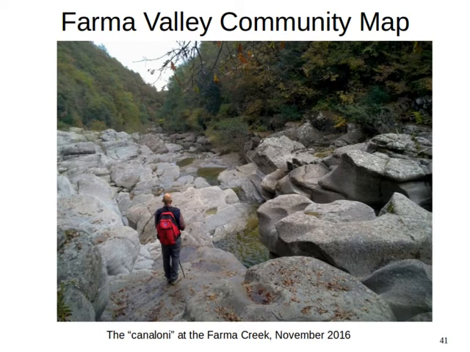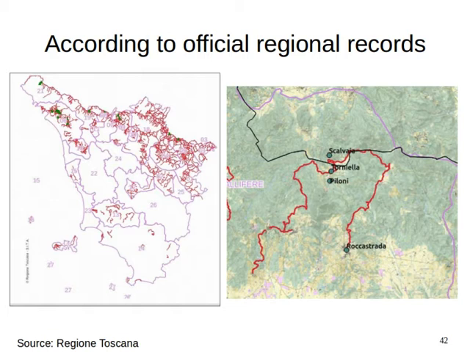The idea is that we created a community map, which basically filled in what currently is a gap in the official geographic information which is being made available. So what you see here is a map of Tuscany with the network of hiking trails for the region. And to the right, you see, zoomed in, the hiking trails for where we are in the Farma Valley.